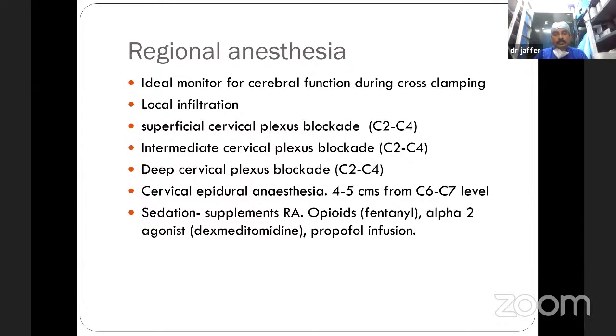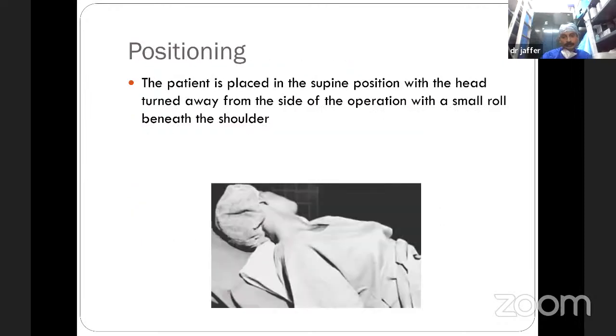And sedation can also be supplemented in the form of opioid boluses, or else alpha 2 agonists such as dexmedetomidine infusion, as well as propofol infusion. We do use morphine infusion over here.